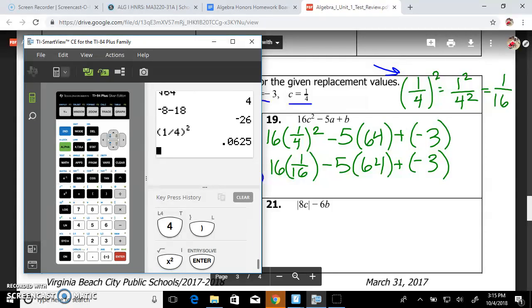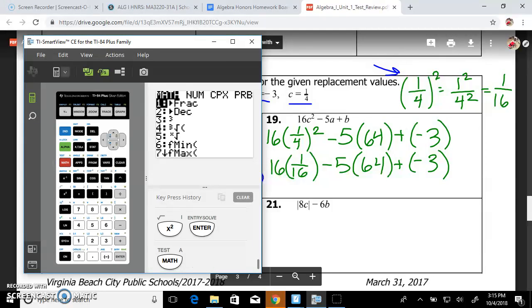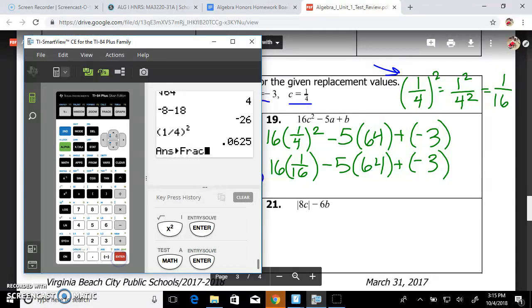We get a decimal. Now you could use a decimal, that's fine, but I also want you to see how you can make that decimal a fraction. So while you have this decimal, click Math. Remember that number 1 to frac? We're going to do that. Enter, enter. And that tells us that 1/4 squared is going to be 1/16.